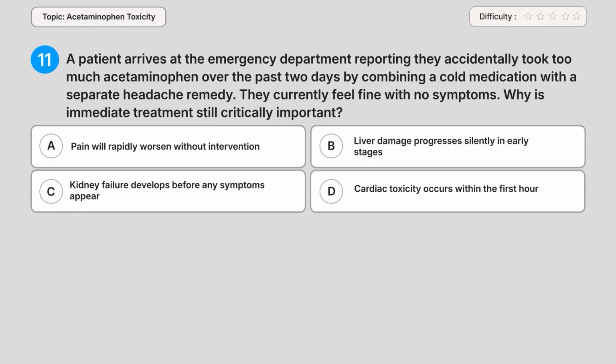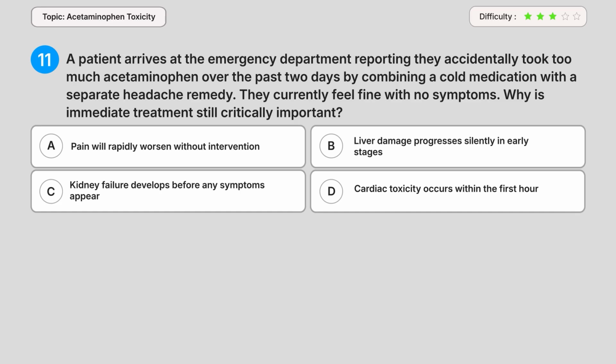11. A patient arrives at the emergency department reporting they accidentally took too much acetaminophen over the past 2 days by combining a cold medication with a separate headache remedy. They currently feel fine with no symptoms. Why is immediate treatment still critically important?